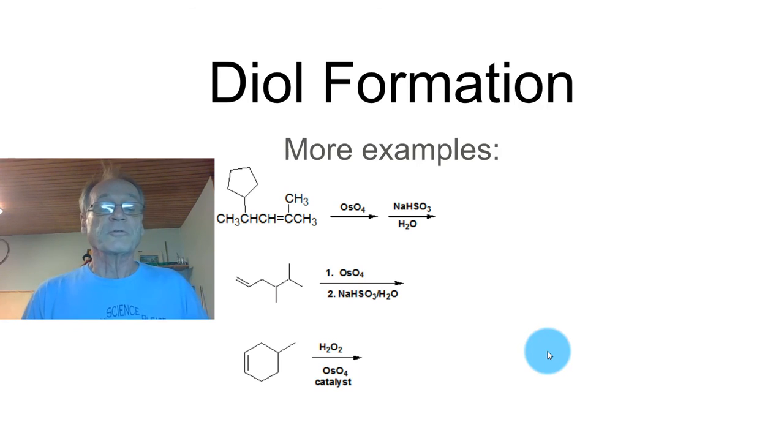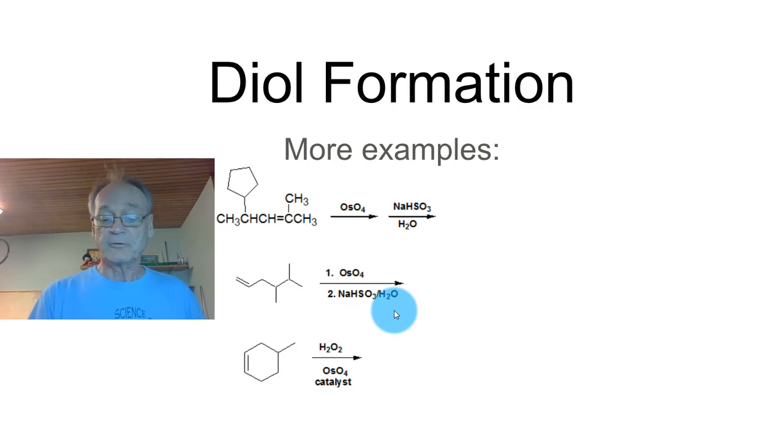Okay, here are some more examples for you to work on. Just write down these structures and write the structure of the product, and we'll see if they are correct or not. Notice I've written these in several different notations: osmium tetroxide followed by sodium bisulfite in 2 separate arrows or in 1 arrow. And then this is the alternate method I mentioned, where you just put the hydrogen peroxide in directly with the osmium tetroxide as a catalyst, and the reaction happens. So we will answer those questions in class.